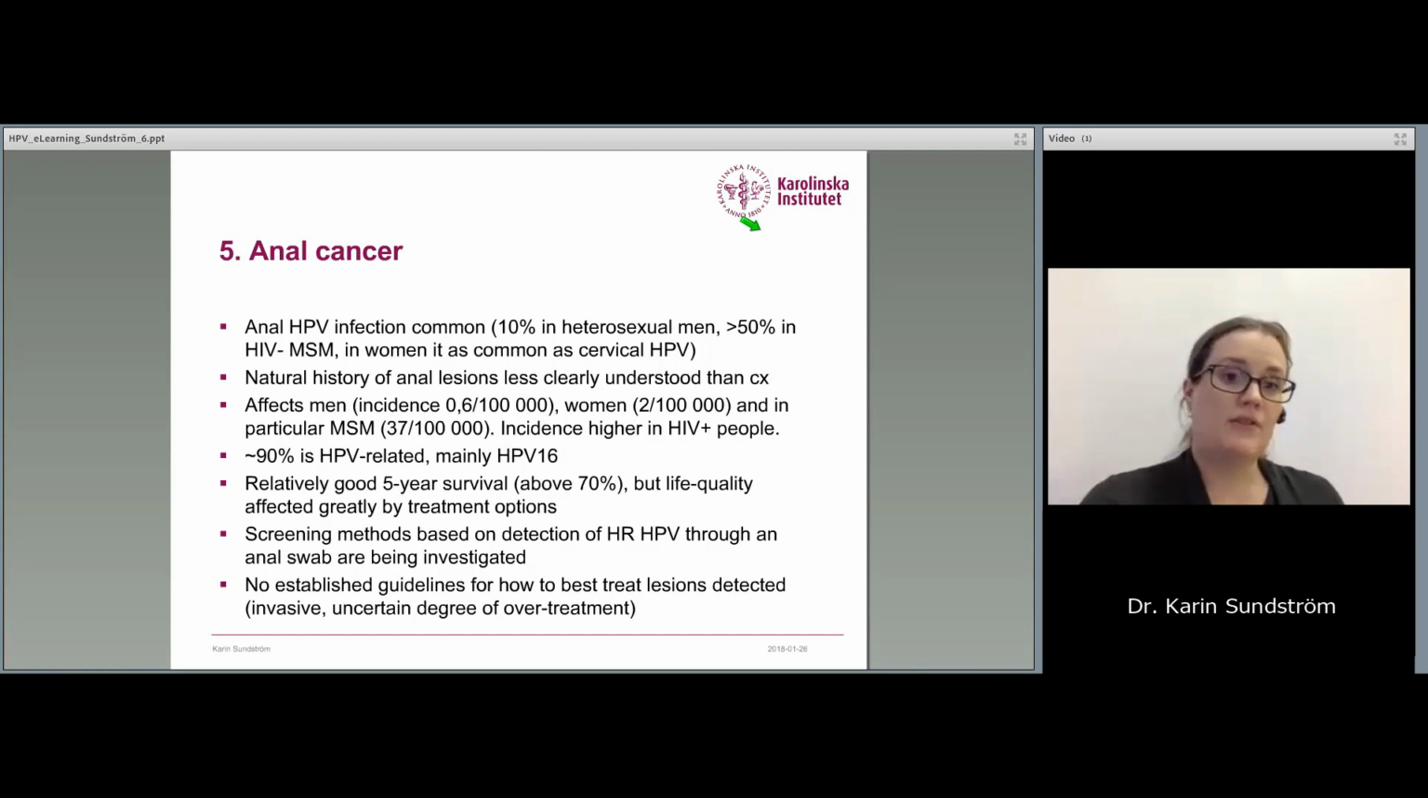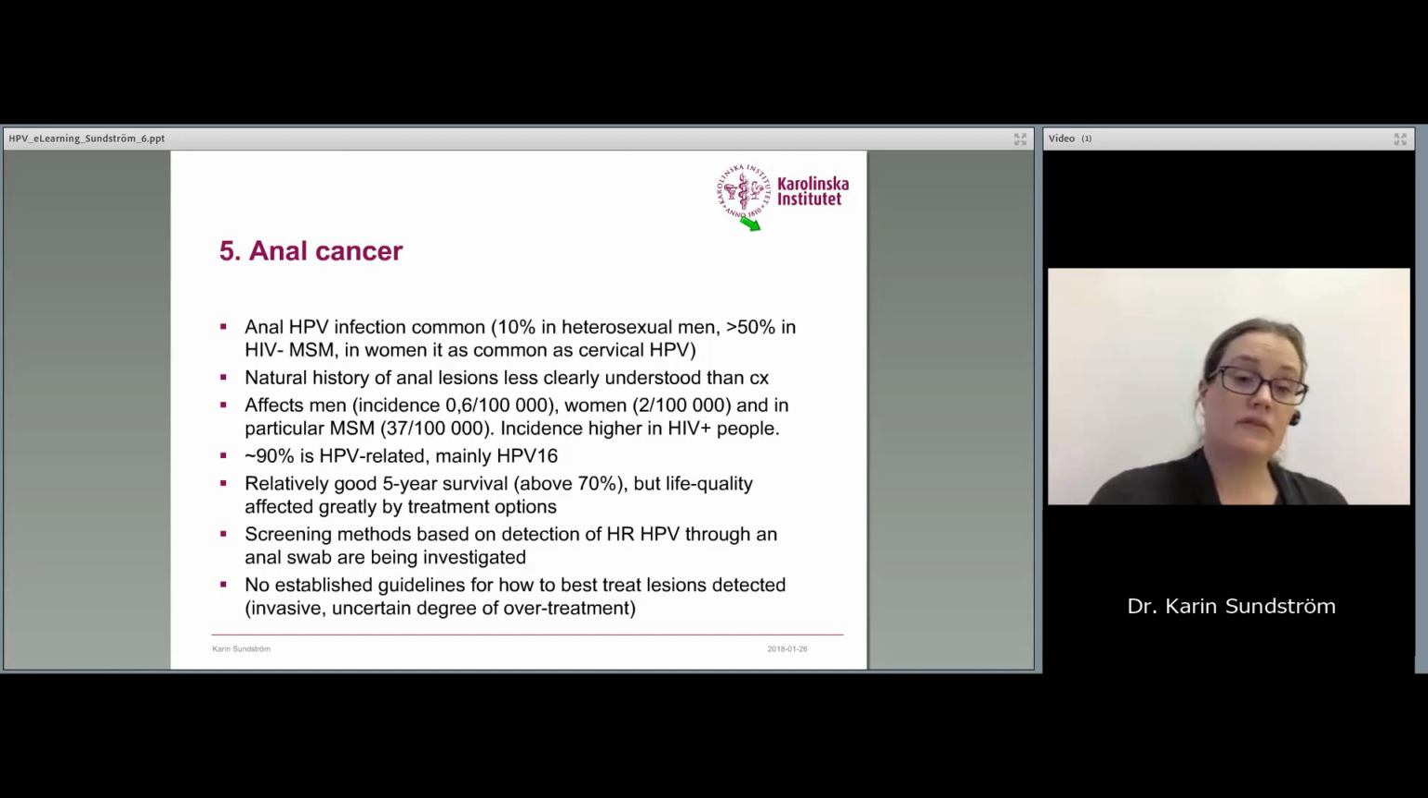The natural history of anal lesions is less clearly understood than the cervical, but again, here we have pre-stages: anal intraepithelial neoplasia, or AIN. And such lesions can affect men, women, and above all, men who have sex with men and/or have receptive anal sex. And the incidence is also higher in HIV positive people because of the immunosuppression that may lead to more severe consequences of HPV prevalence. It's being judged that around 90% is HPV related, again mainly HPV 16.